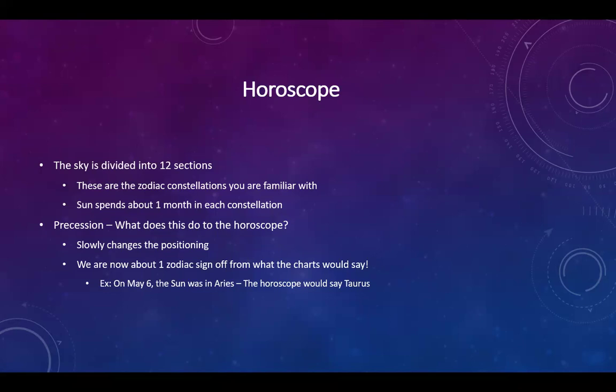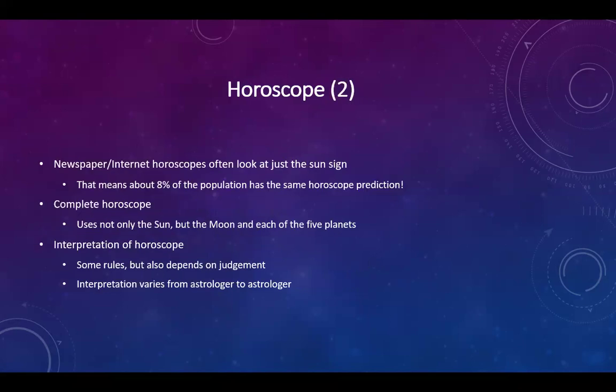So modern horoscopes, the trick is you write something vague enough that it can apply to anybody. The same trick as writing a fortune cookie fortune. So newspaper internet horoscopes often just look at the sun sign. That means about 8% of the population has the same horoscope prediction.